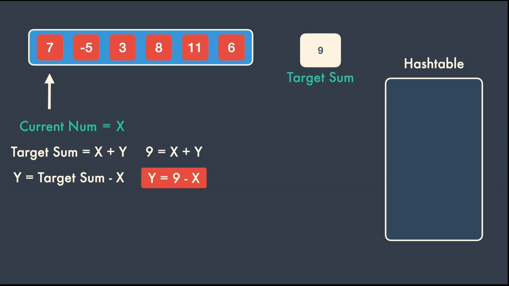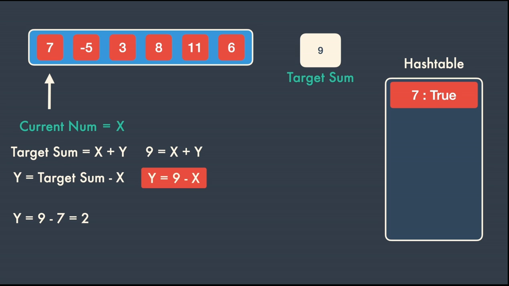We start at the number 7 and we say y is going to be equal to 9 minus 7, and y is going to be equal to 2. Is 2 in our hash table? No, it's not. So we haven't found the two numbers. All we can do now is store 7 in our hash table and store 7 to be true, or whatever value you want to store it as. True here means that yes, 7 is present in our hash table.